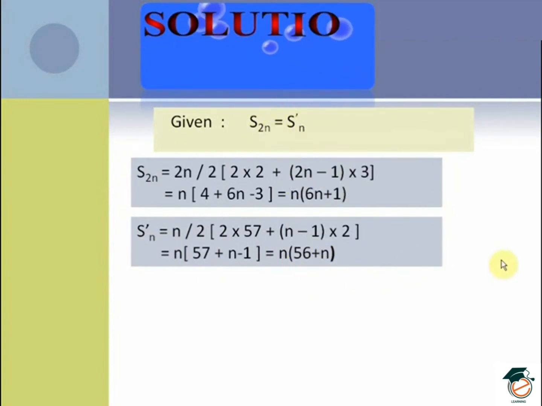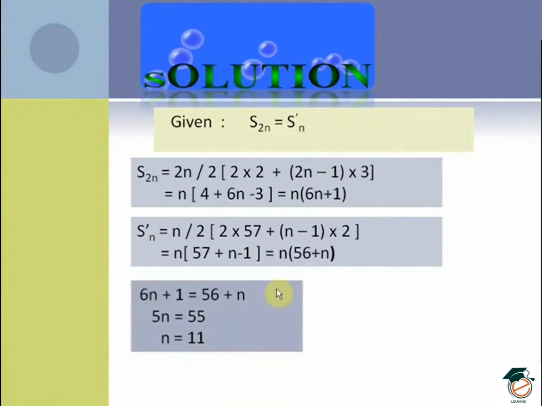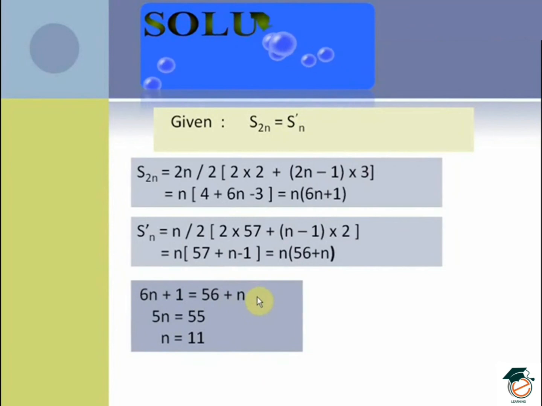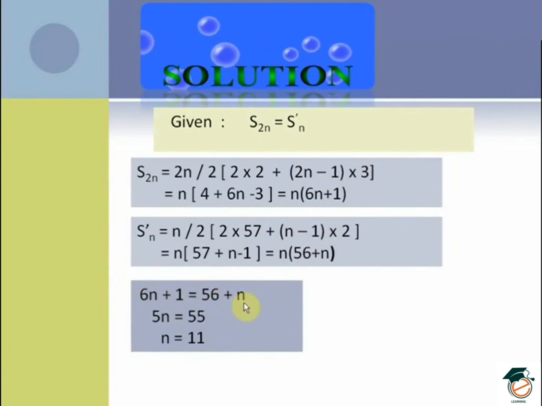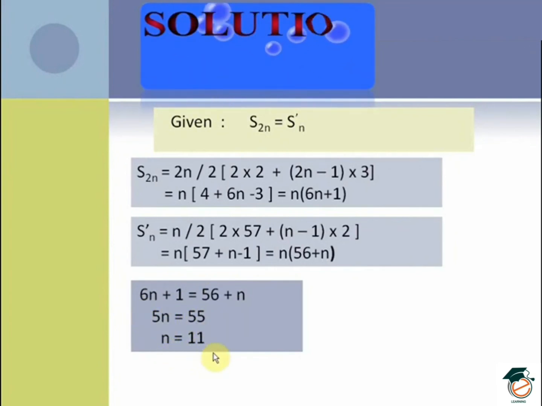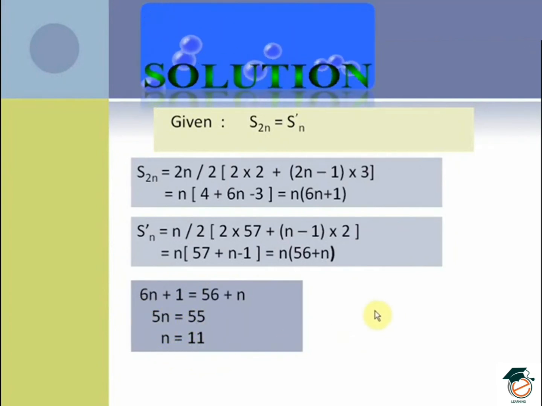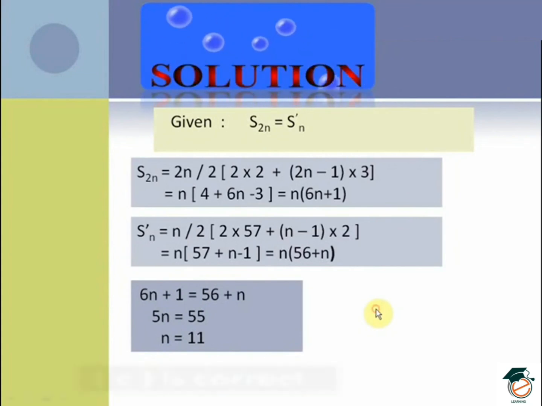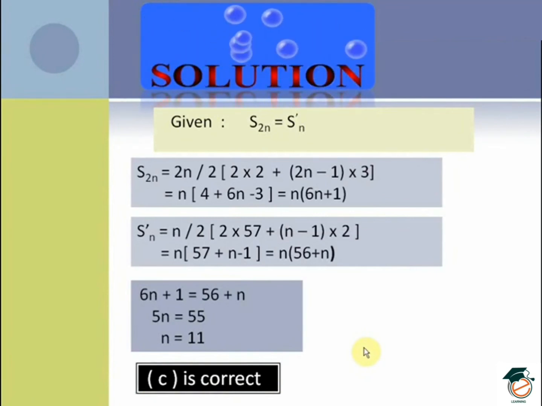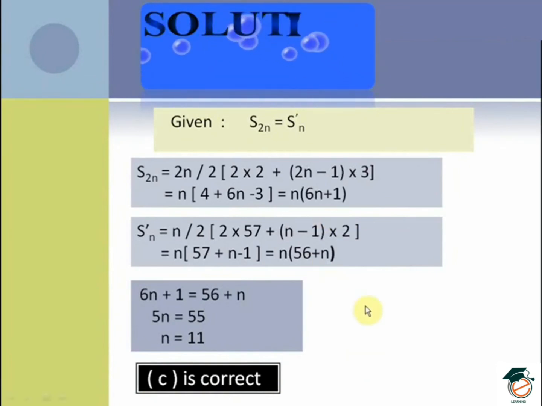So from this, what we do is we equate both these expressions. 6n plus 1 into n would be equal to 56 plus n into n. n and n get cancelled, and what we get is 6n plus 1 equal to 56 plus n. This further becomes 5n equal to 55 or n equal to 11. Thus the value of n is equal to 11, and so we can say that option number C is correct. So just using the concept of sum of n terms of an AP, we have solved this IIT problem.